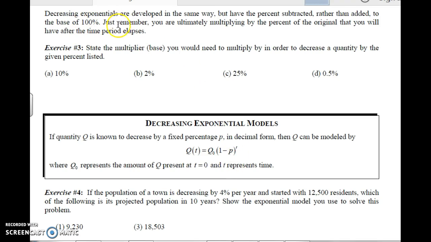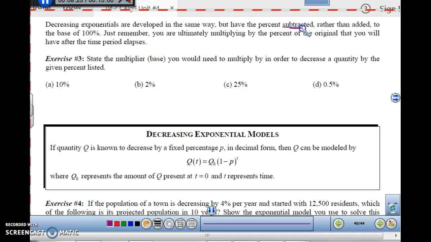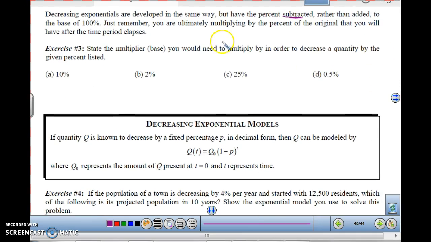All right. Decreasing exponentials are developed the same way but have the percent subtracted rather than added to the base of 100%. So just remember, you are ultimately multiplying by the percent of the original that you have after the time period elapses. So if something is decreasing, you're going to have less than 100% when you're starting that. So if you're going to decrease the quantity by the percent listed, what would you multiply by? Well, if you're decreasing by 10%, you would take 100% minus 10%, which is 90%. You'd have 90% left. 90% would be 0.90.